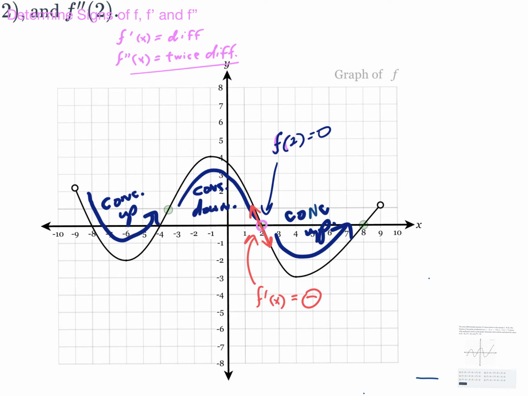Next, they want us to identify what the second derivative value is at x equals 2. So let's see what happens here. Well, remember, when it's concave down, that's when the second derivative is negative. When it's concave up, the second derivative is positive. All right, well, at x equals 2, didn't they say that there was a point of inflection there? I believe they did. It's changing concavity, and that is a 0 value right there.